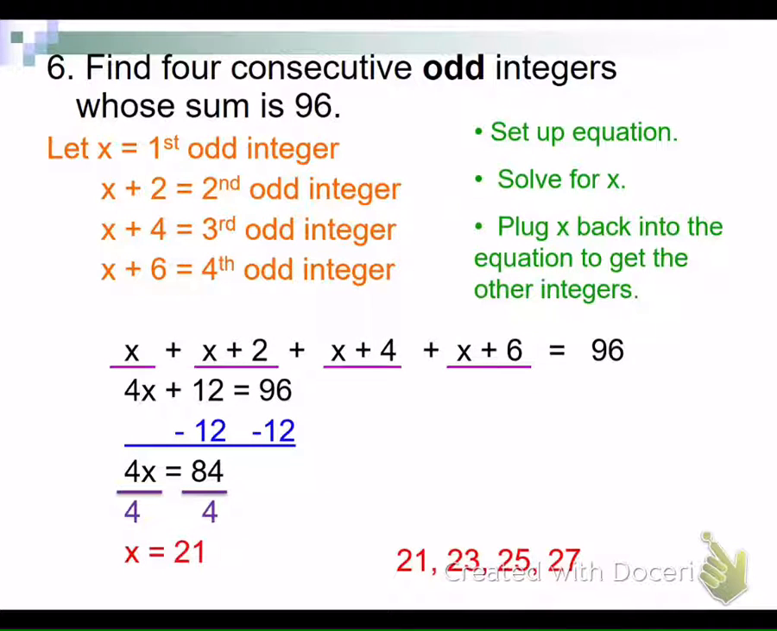Good. Now, I would pause here. Are these all odd numbers? Yeah. When you add them together, do you get 96? Yeah. So you can be done and you can be confident.